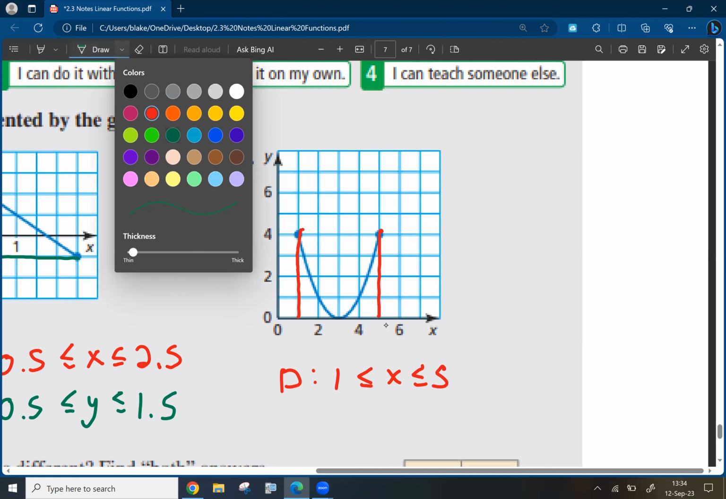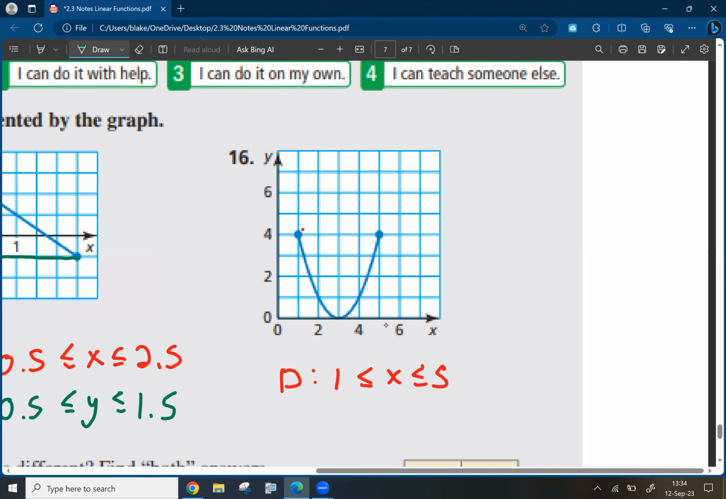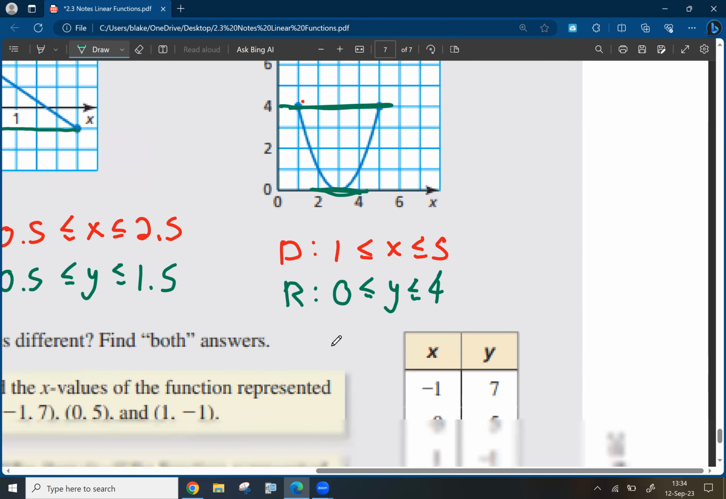And for range, let's look at the heights. So the lowest height is at 0, and the highest height is at 4. So the range, again, because it's a straight continuous, well, not straight, but you know, it's a continuous line. The height goes from 0 to 4. Range. Lowest, 0. Highest is 4, and it's continuous. So hence, that's why we write it this way.